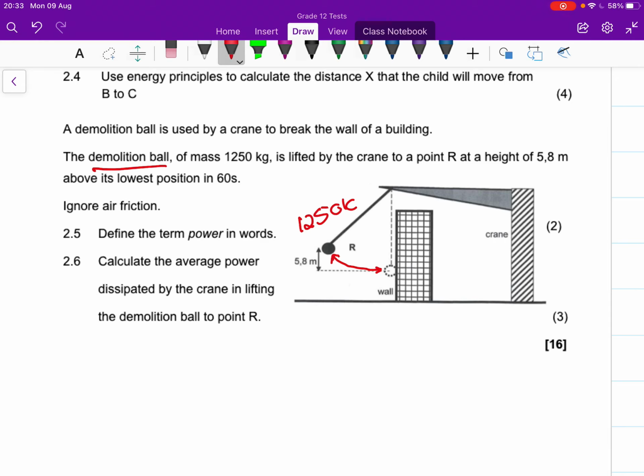First thing I asked for was for you to define the term power in words. Well, power is the rate at which work is done. That wasn't an issue. The issue is this. Calculate the average power dissipated by the crane in lifting the demolition ball to point R. A lot of you went, average power must be F v average. Okay? This is the problem with this. We don't have an average velocity. This is circular motion. The velocity is constantly changing because its direction is constantly changing.